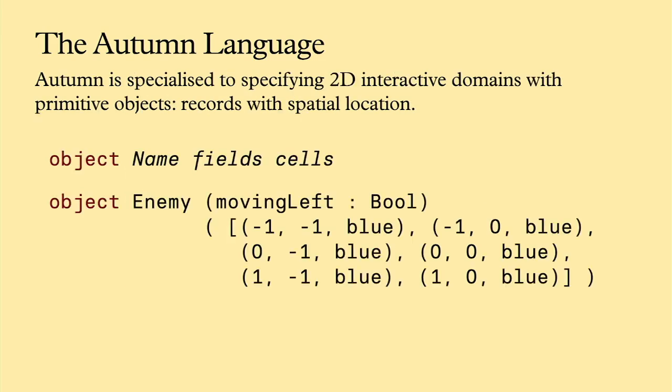But Autumn is also more specialized towards these very particular two-dimensional grid world domains, and so we have basic support for objects in the real-world object sense. An object here is just a kind of record where we have internal fields, but it also has this additional spatial extent where we define some cells which give you the actual geometric structure of the object.